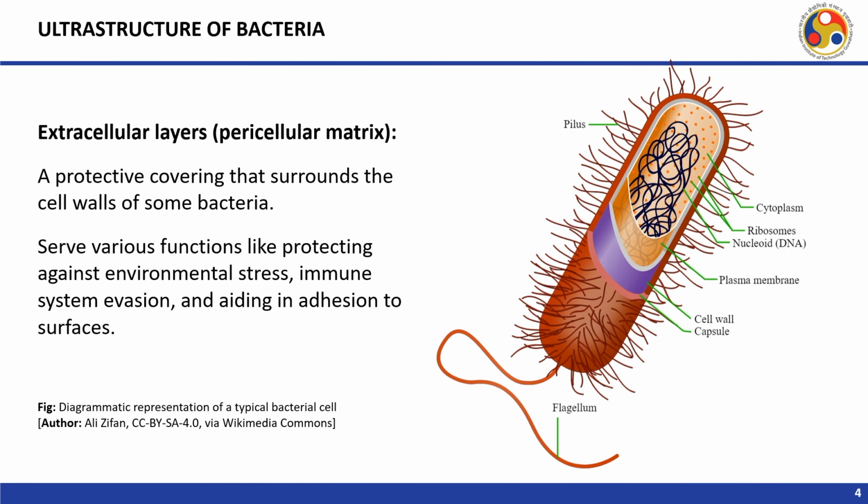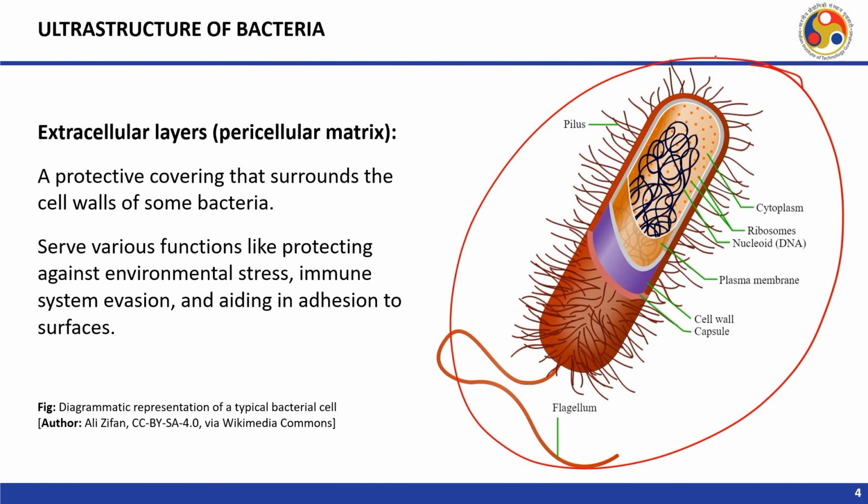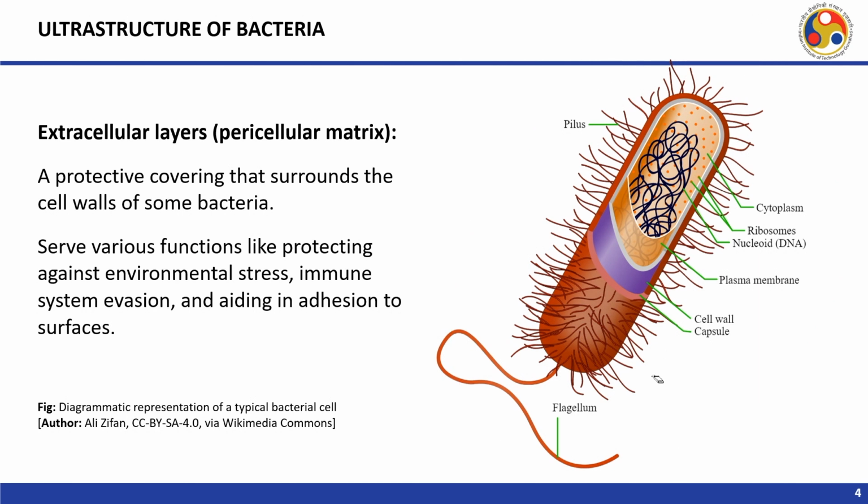If you look into the ultrastructure of bacteria in this picture, you can see a diagrammatic representation of a bacterial cell with many interesting structures. For example, the pilus, then you have ribosomes, and then nucleoid, plasma membrane, cell wall, capsule, and flagellum, and there are many more. We will be discussing these in detail today.